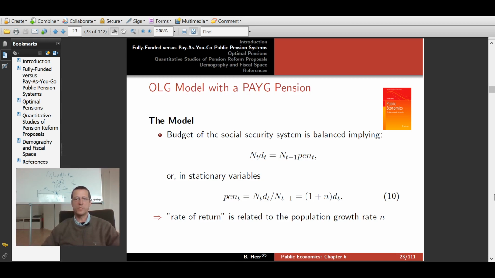So we can express the pension of each retiree, pen_t, as a function of the contribution d_t of a young person. The pension pen_t is equal to (1+n) times d_t. And as you can see here, the return n shows up. That's the rate of return, the population growth rate. Equation 10.